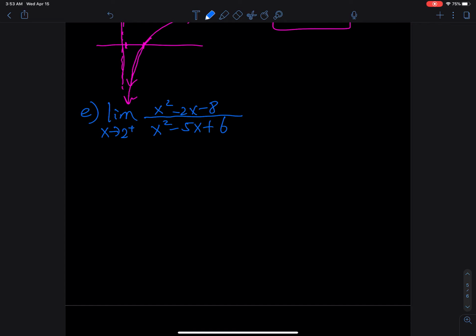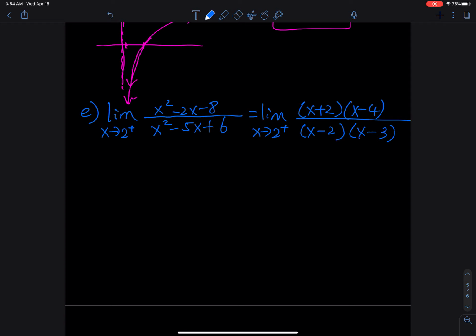You plug in a 2, you get a 0 in the denominator. So this one, you are not checking the left and right. You cannot plug in, then you have to think about algebra. When you see a quadratic, the square, it must be related to a factor. So you factor the top and bottom. X approaches 2 from the right. The top is x plus 2 times x minus 4. The bottom is x minus 2 times x minus 3.